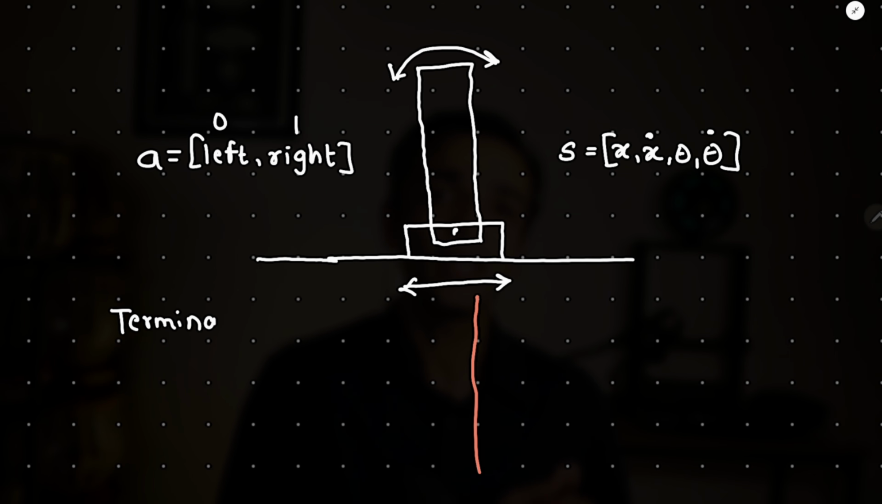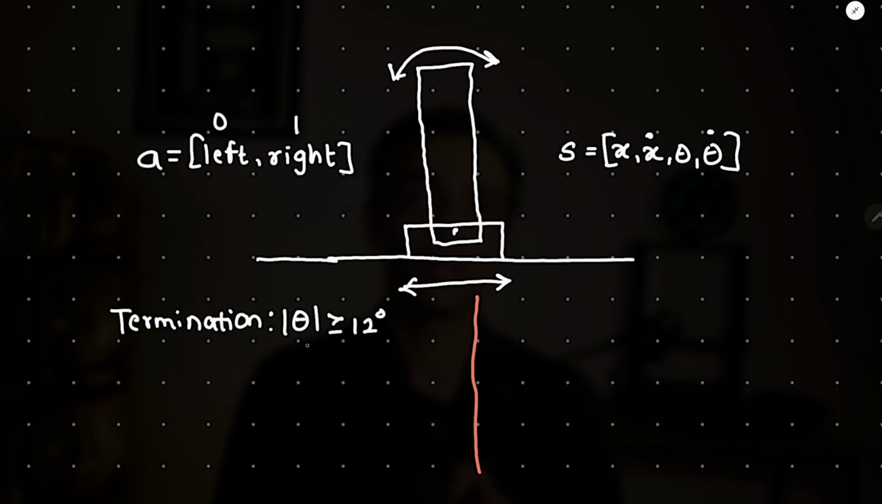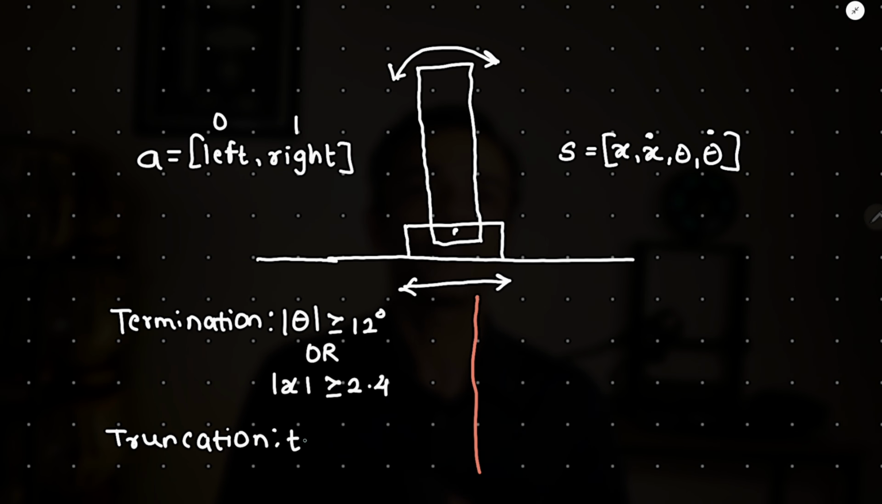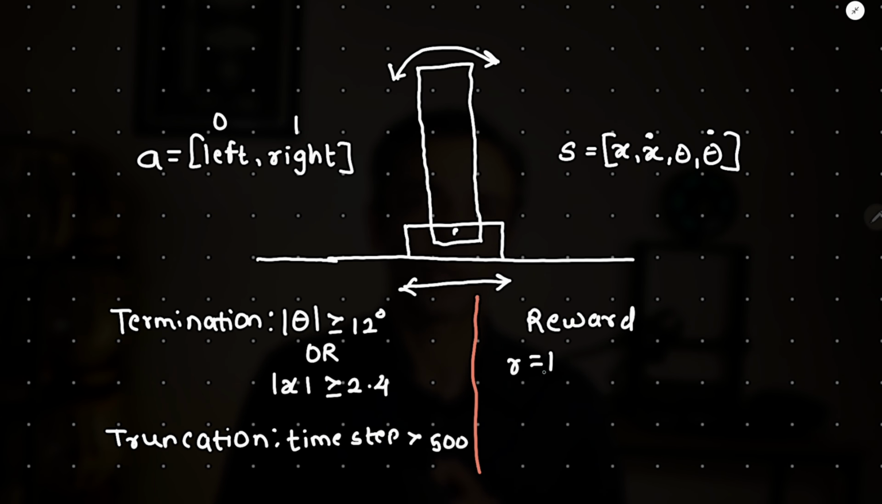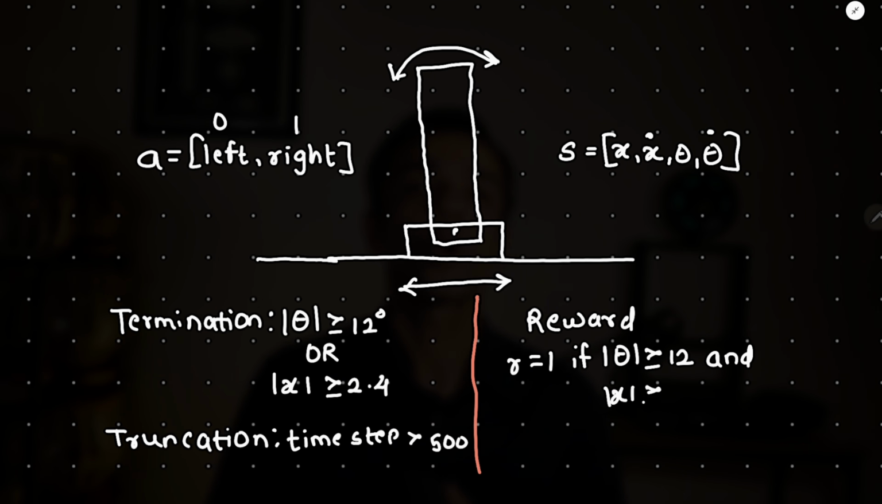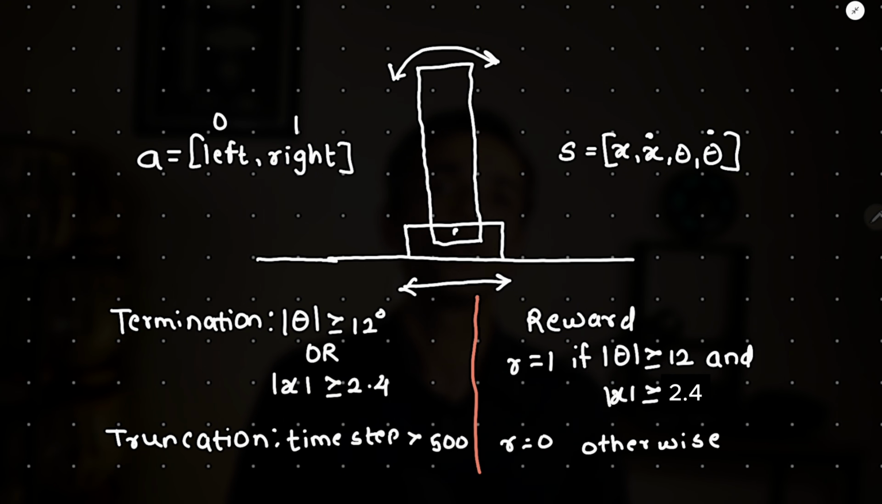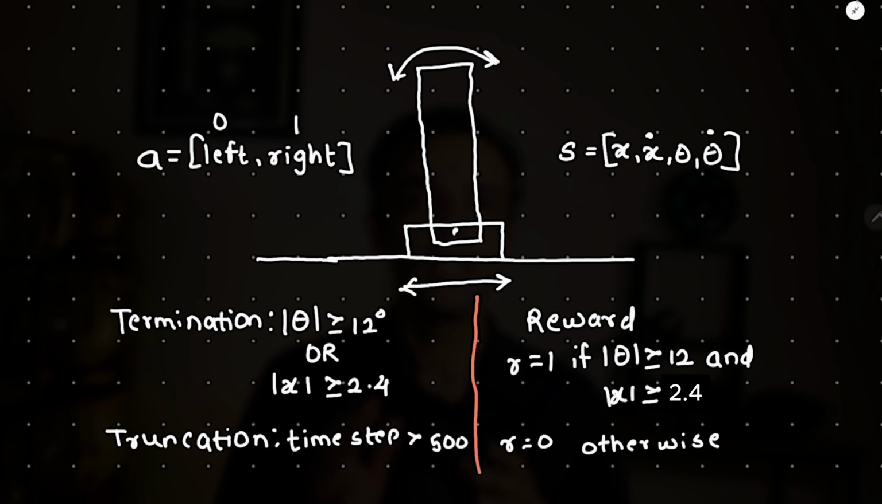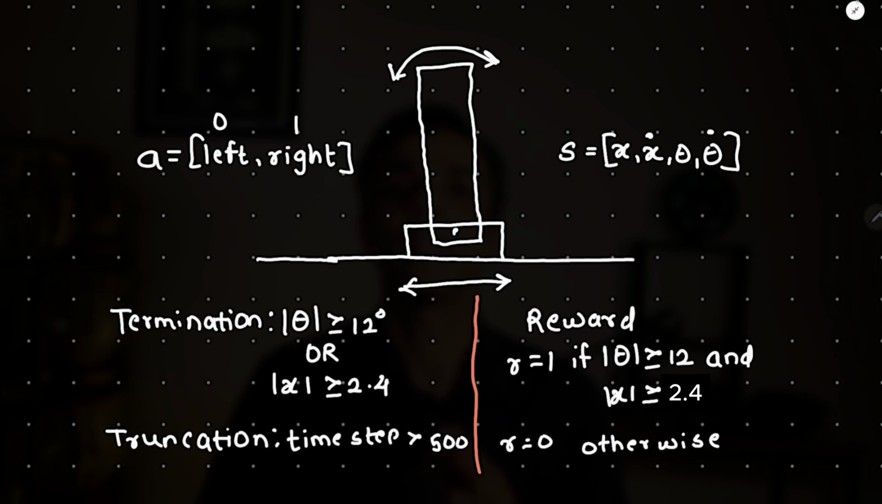The episode ends if the pendulum falls beyond plus or minus 12 degrees or if the cart goes out of bounds beyond plus or minus 2.4. The episode is truncated if the number of time steps exceeds 500. For every time step the pendulum stays upright, that is, it doesn't fall beyond plus or minus 12 degrees and the cart remains within the bounds, we give a reward of 1. If it falls beyond plus or minus 12 degrees or if the cart goes out of bounds, we give a reward of 0 and the episode ends. Our goal is to maximize the total reward earned during an entire episode.